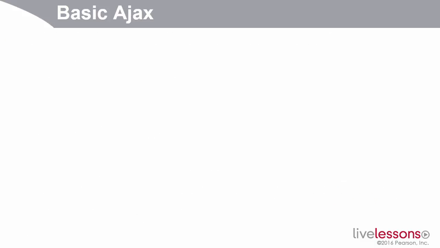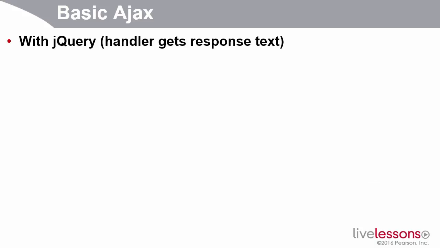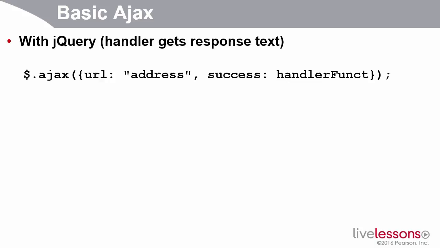And so jQuery came along and said, well, instead of that big, long, complicated process, we'll do this 1 line. And this 1 line is equivalent to the entire previous slide, or is actually a little bit better because it gets the response text automatically. So just call this address on the server, take the contents of that address, and pass it to this function.